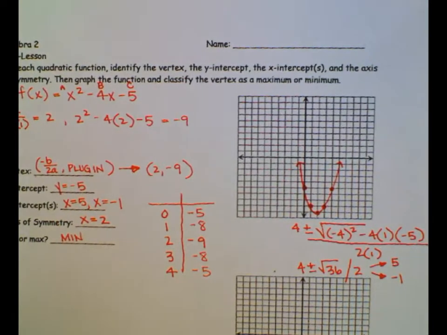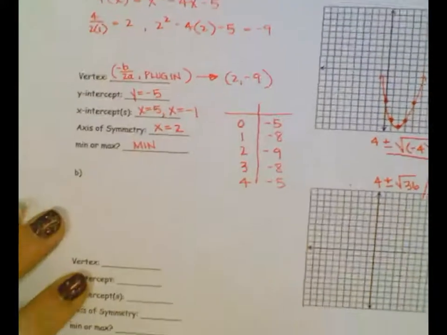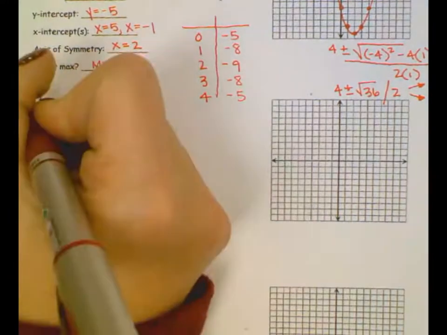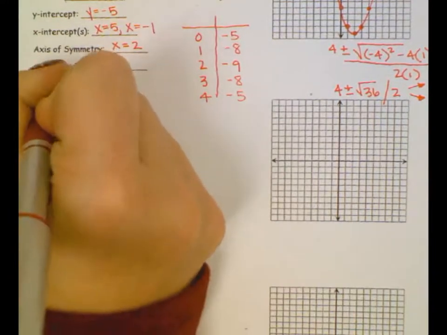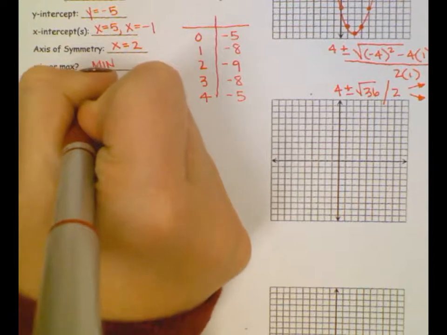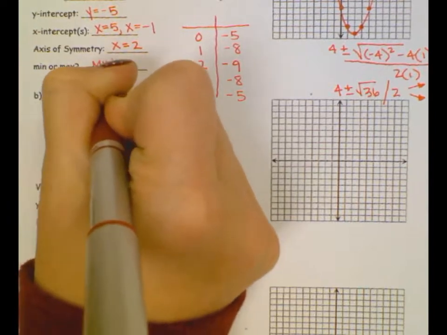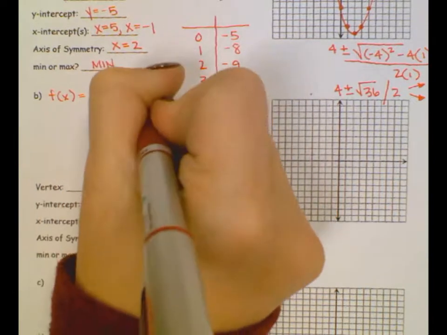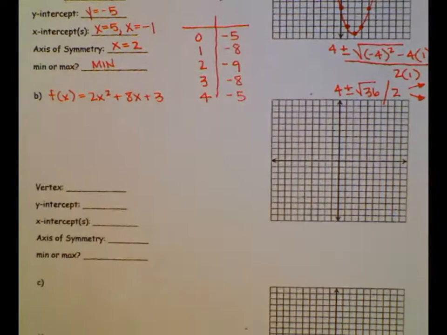All right, what do we think about that? It's not that bad. Let's get a little crazier with b. So let's first write our equation down. It's f of x equals 2x squared plus 8x plus 3. Same exact things, but this one's going to get a little crazy.